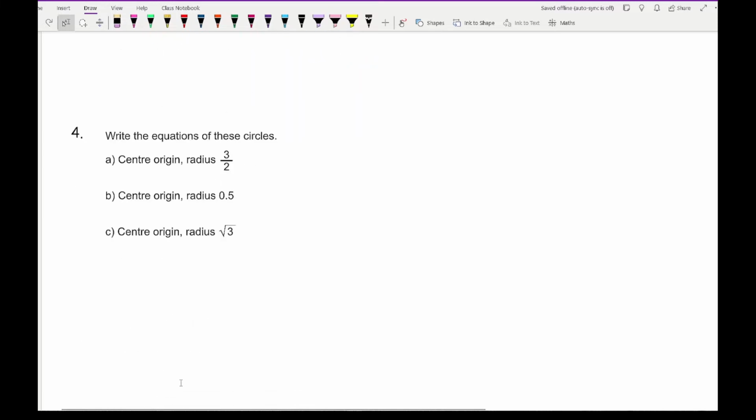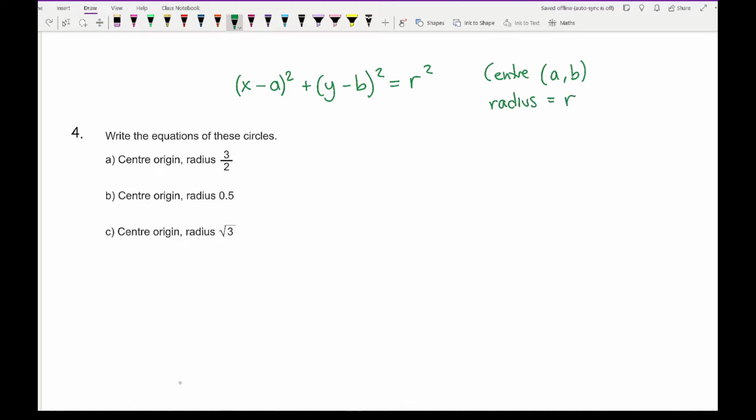Then with question 4, it says write the equations of the circles with the center origin. So for this, again, the general formula for the equation of a circle looks something like this. Now, again, this might be beyond what your teachers have taught you because it tends to be more further maths sort of formula, but the center is the coordinates of A, B and the radius is equal to R. So all we've got to do is substitute this.